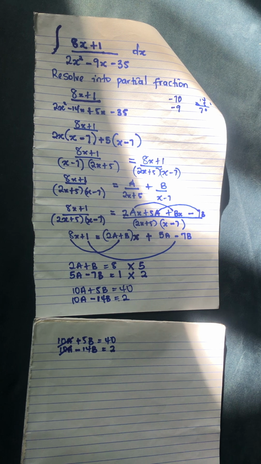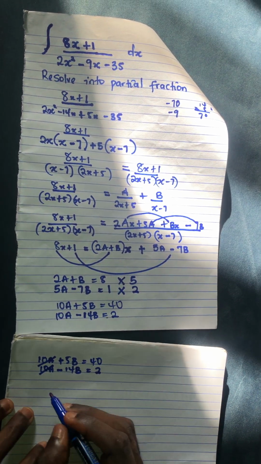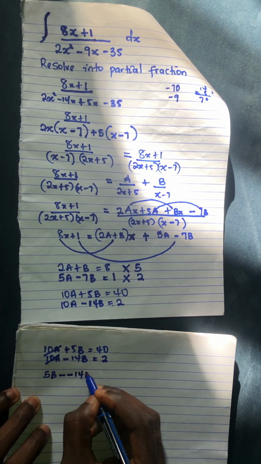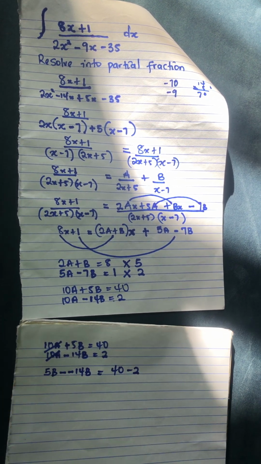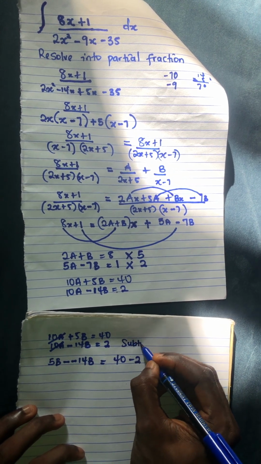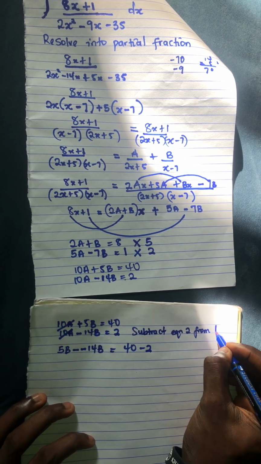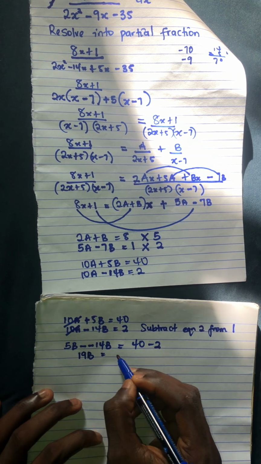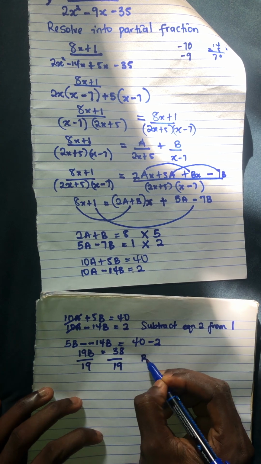Let's subtract equation 2 from 1. I'll have 5b minus 14b equal to 40 minus 2. I've subtracted equation 2 from 1, so minus minus makes plus. That will be 19b equals 38. Divide both sides by 19. b is equal to 2.